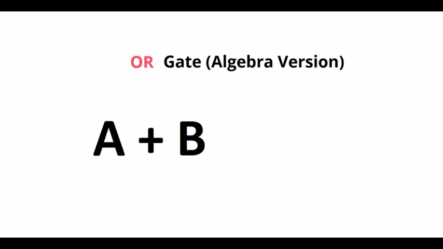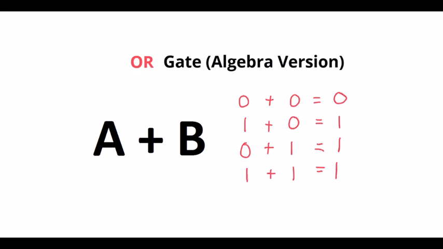The OR gate in Boolean Algebra is represented by an input plus the second input, so A plus B. The OR gate could be thought of as addition. So if we had an input of 0 plus an input of 0 would give us an output of 0. An input of 1 plus an input of 0 would give us an output of 1. An input of 0 plus an input of 1 would give us an output of 1. And an input of 1 plus another input of 1 would also give us an output of 1.